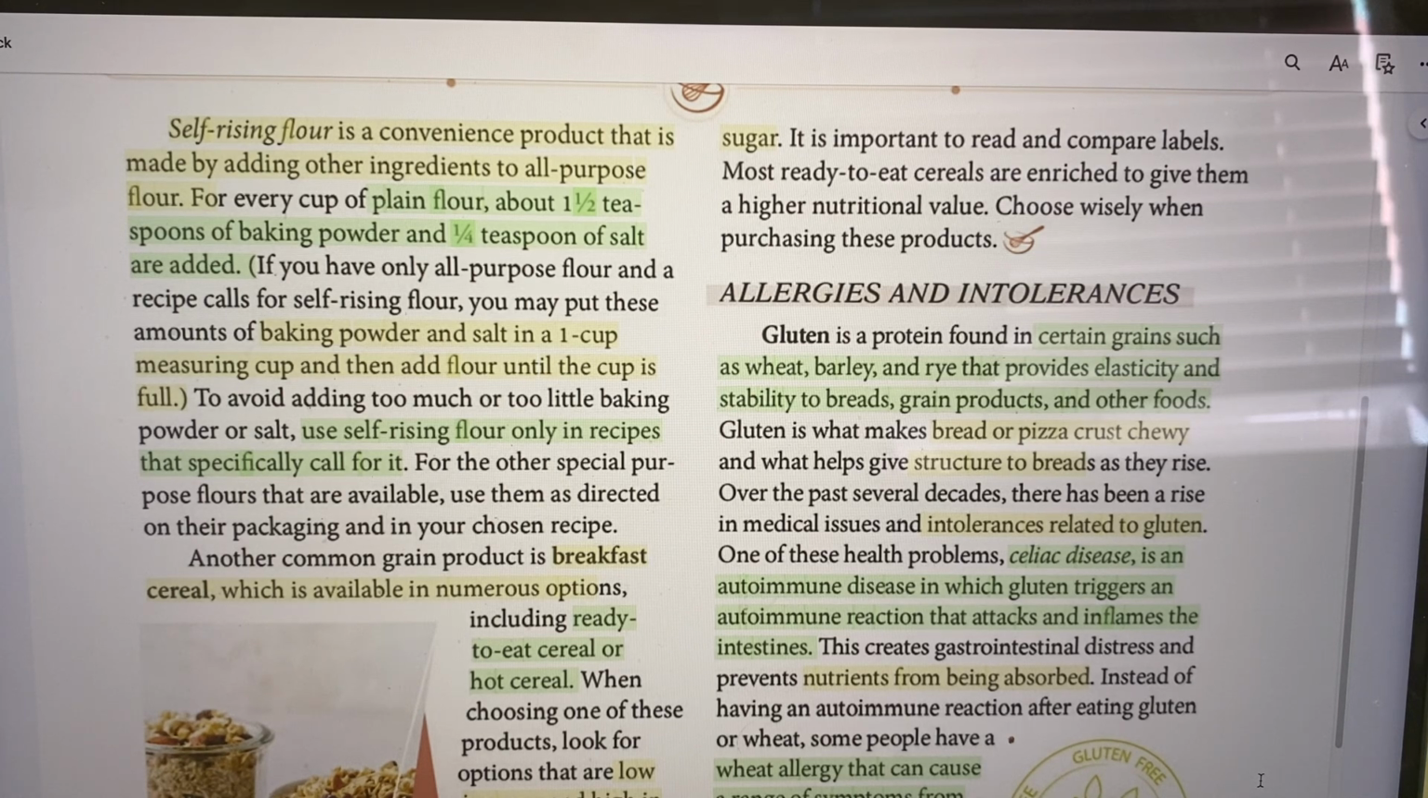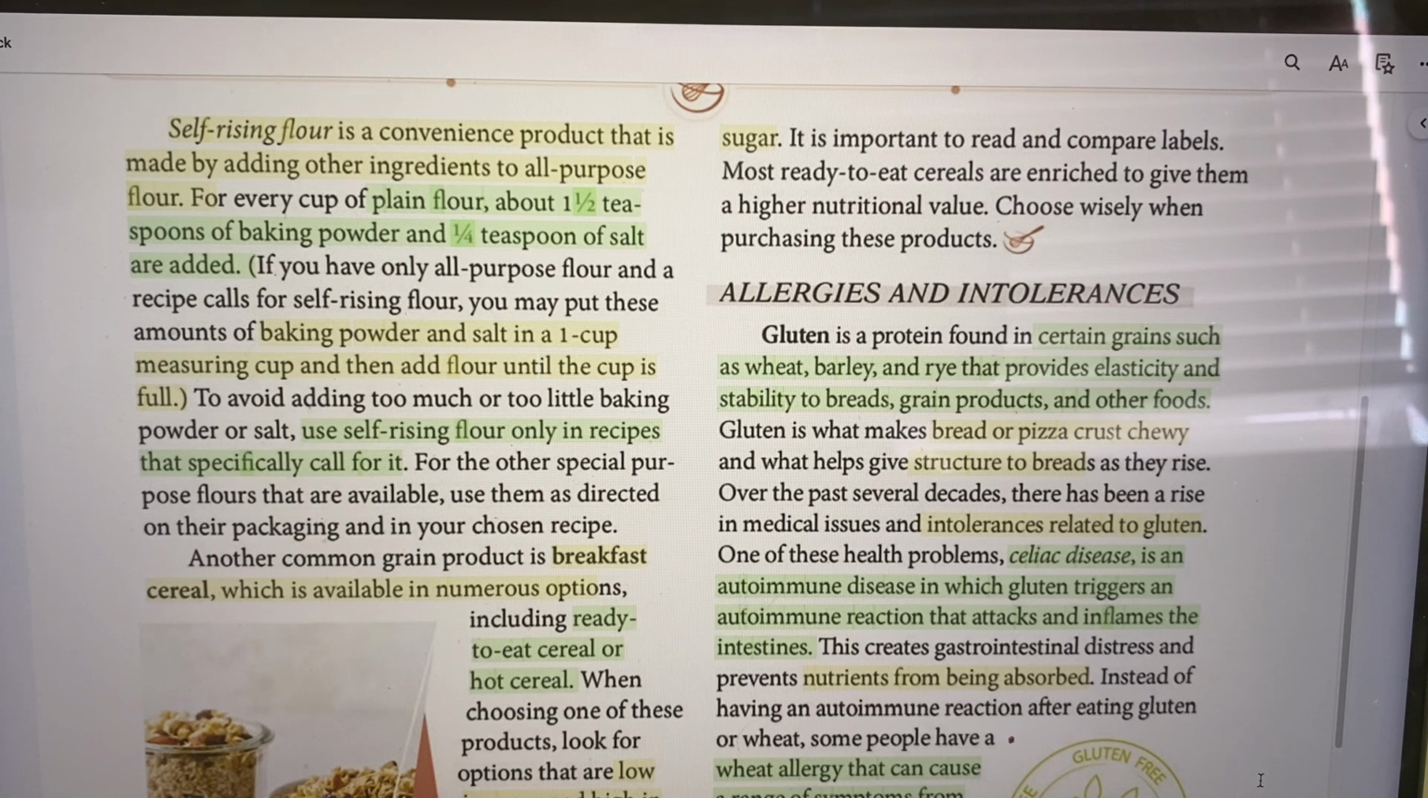So if you have all-purpose flour and a recipe calls for self-rising flour, you may put some baking powder and salt in a 1-cup measure and then add flour to fill it. The only difference, just to remember, is that self-rising flour has other things added to it to get it to rise, a mixture of baking powder and salt. Baking powder actually gets it to rise. So self-rising flour is a little different.